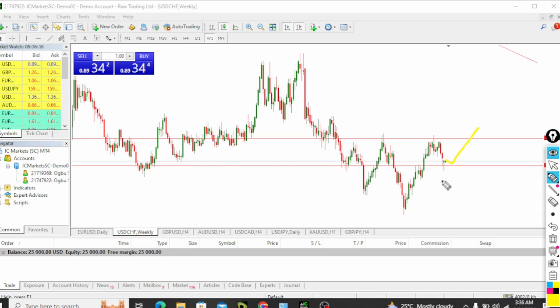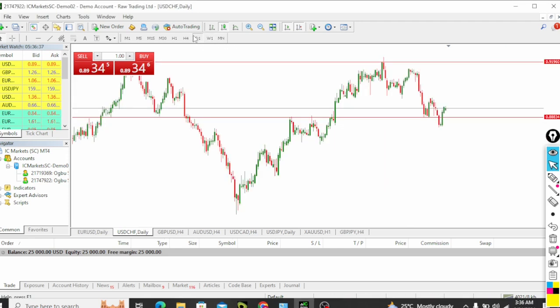So we are actually looking for how to go long on this pair. That means if we get a bear candle, we are not going to trust that bear candle. Only a buy is what we should be going for at this point in time. So let me go back to the daily time frame.